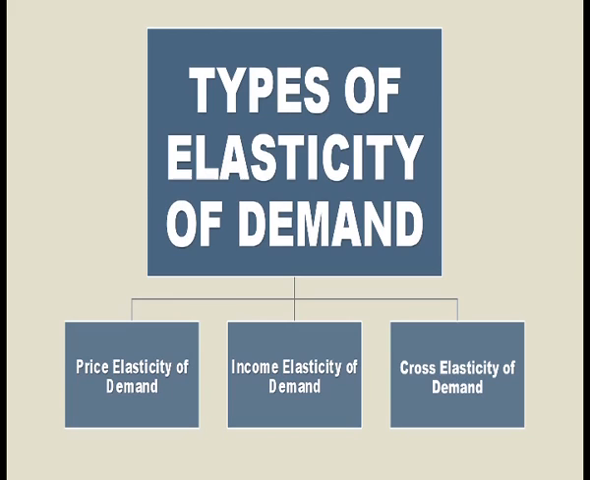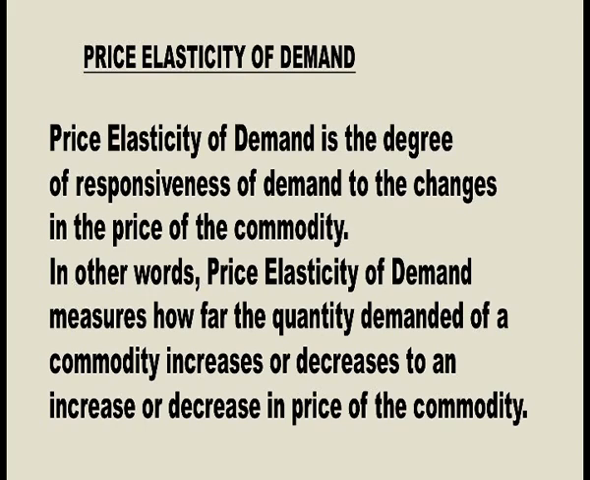Again, once more, we can see the types of elasticity of demand. According to the factors affecting the demand for a commodity, we have three types of elasticity of demand: price elasticity of demand, income elasticity of demand, and cross elasticity of demand. What are they? First of all, price elasticity of demand. What is price elasticity of demand? Price elasticity of demand is the degree of responsiveness of demand to the changes in the price of the commodity. Other things remaining constant, how far the quantity demanded of a commodity increases or decreases due to a change in the price of the commodity.